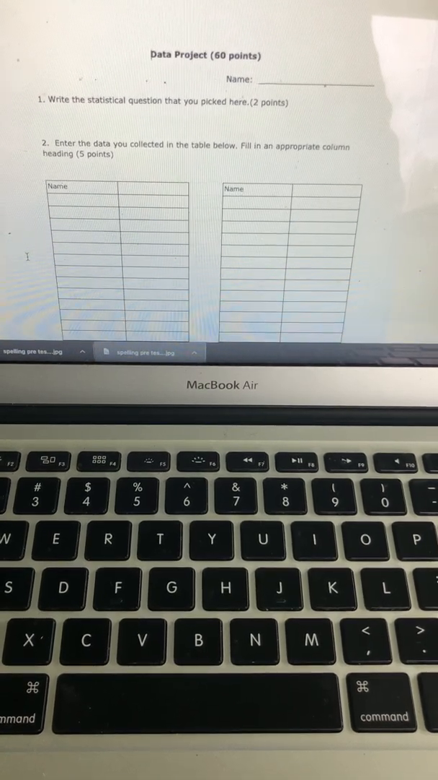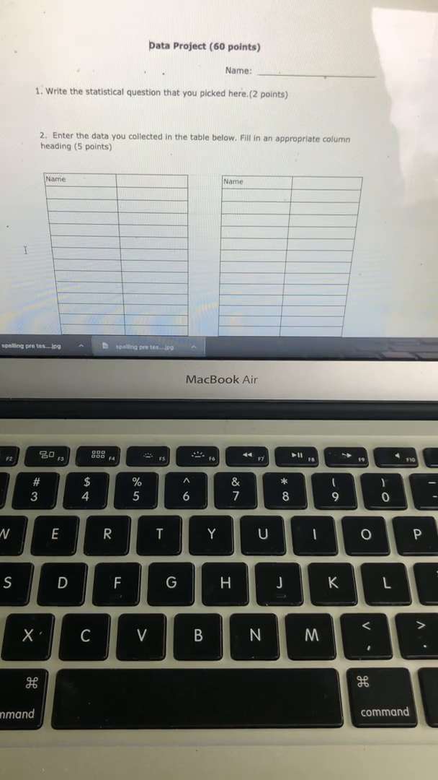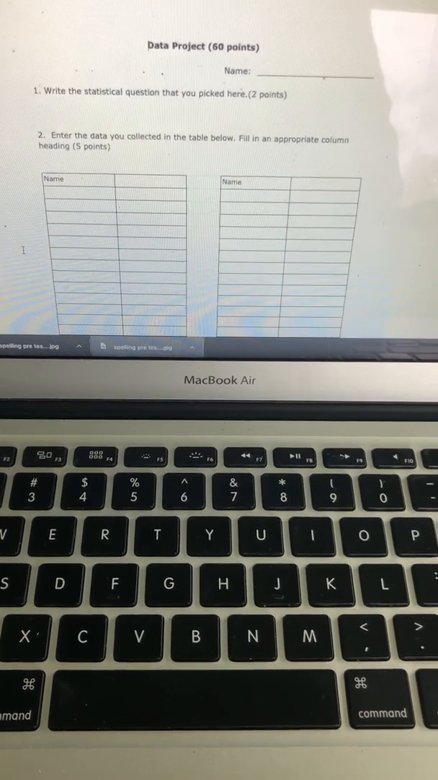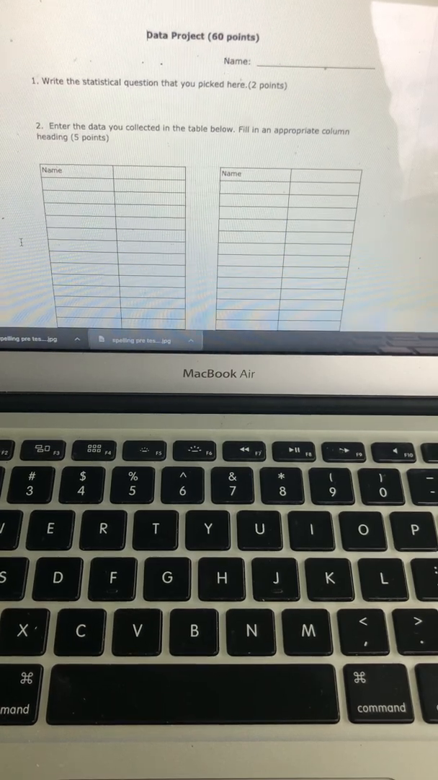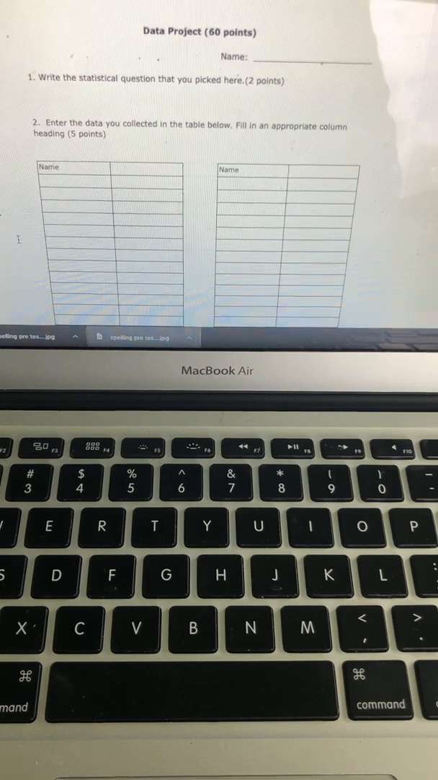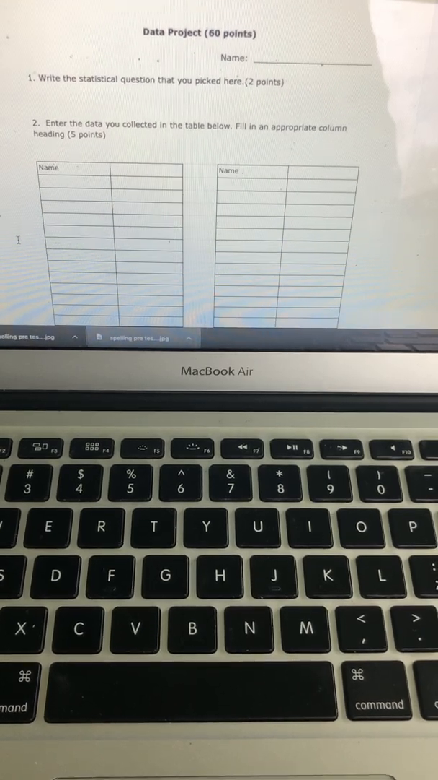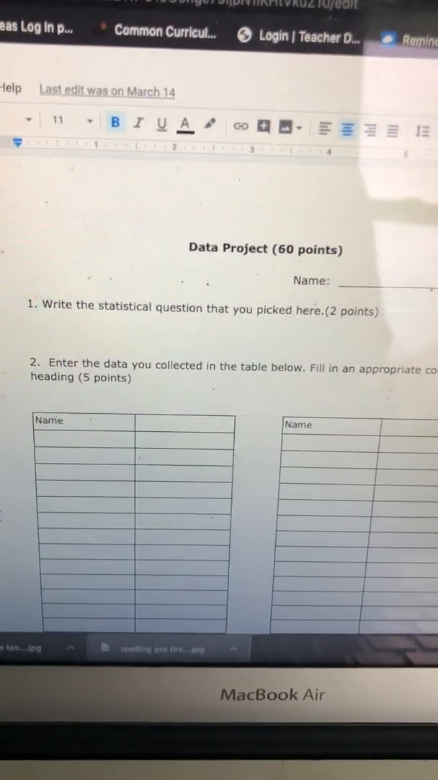But it would be really hard to try and edit this online. I only made it like can view anyway, so you would have to do file and make a copy to edit it online, and it would be really hard to do a dot plot and a box and whisker plot in a Google Doc. It'd be next to impossible, basically. So print it out.